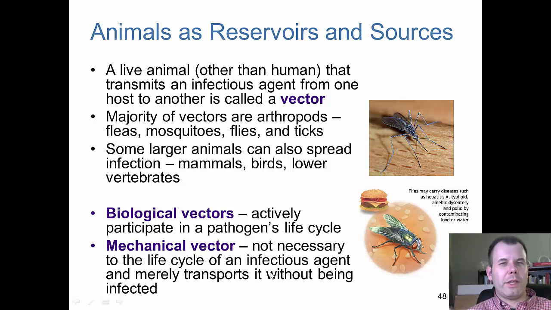So a lot of times mosquitoes are mechanical vectors because they're just transporting the blood from one person to the other and getting people sick. A biological vector would be one that actually harbors the organism, and the organism grows inside of it. Okay, and we'll talk about this again and again. I just want you to know what a vector is. It just is something that spreads disease. Okay, an animal that spreads disease.